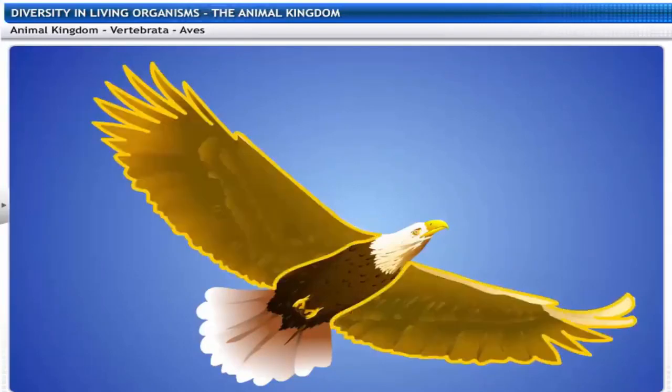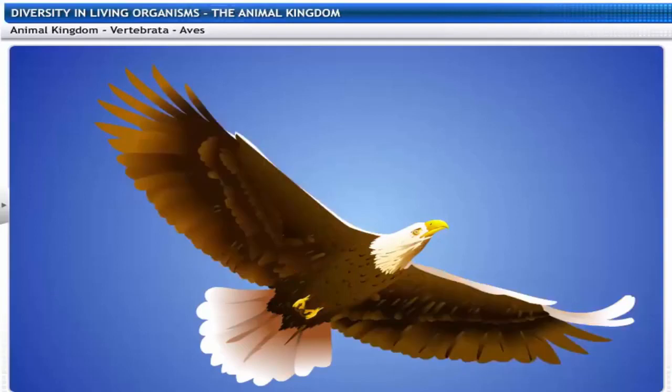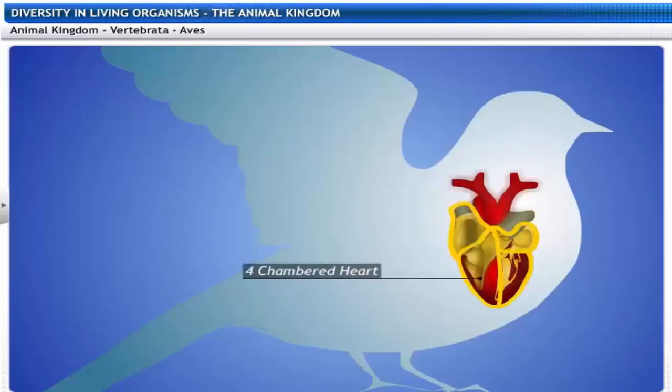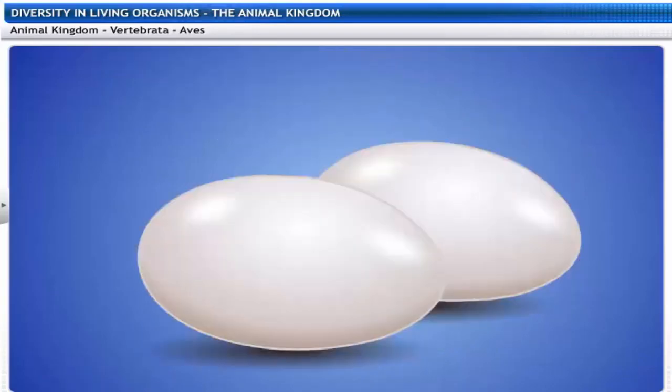Their forelimbs are modified into wings with feathers and bear 3 clawless digits, and their hind limbs are strong and developed for walking. Birds are warm-blooded animals and are arboreal in habitat. Birds breathe through their lungs and have 4-chambered hearts. Aves are also egg-laying animals.